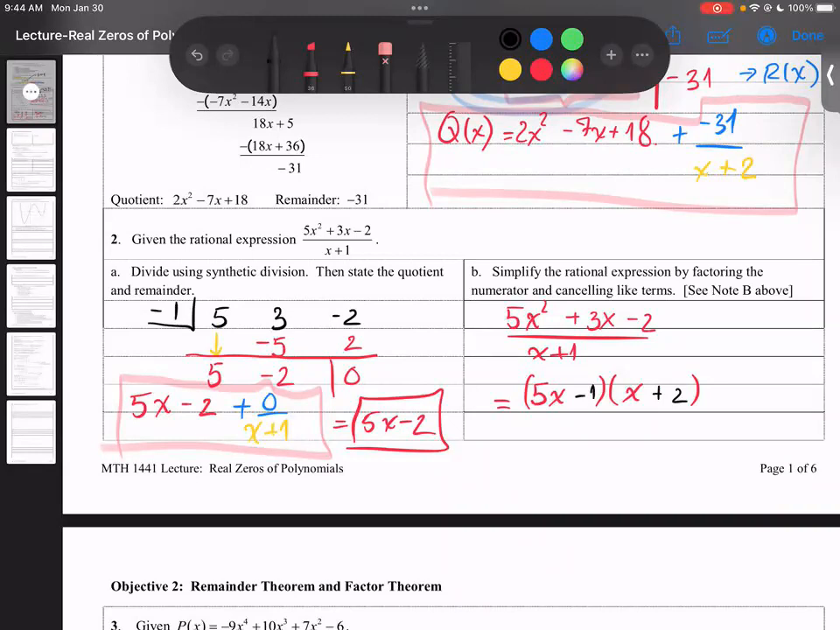For the middle term, you check the inner and outer. Remember FOIL: O is outer, I is inner. So negative 1 times x is negative x, and the outer 5x times 2 is 10x, which is not 3x, right? So you switch it around. That's why they call it guess and check. So you might have to put the -2 here and the +1 here.